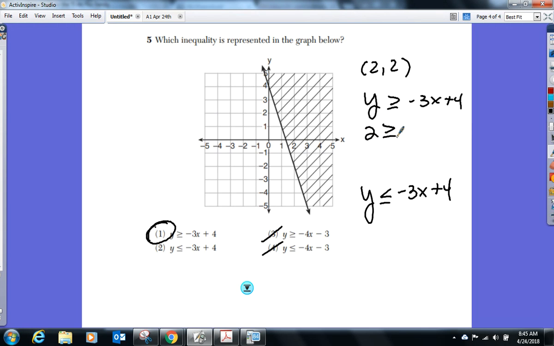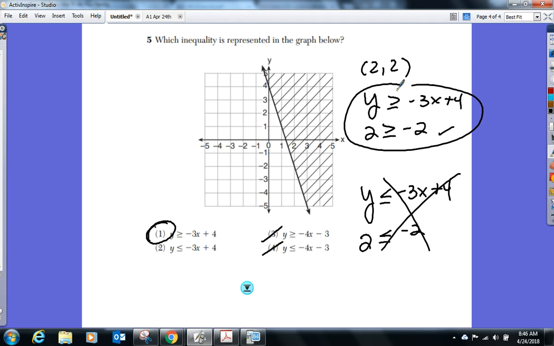Is 2 greater than or equal to, plug in 2 here, what do you end up with? Negative 6 plus 4. Is that a true statement? Yes. Watch what happens down here. 2 less than or equal to negative 2. Is that a true statement? No. So that's why it's got to be this one, because there was a point in the shaded region that worked. Okay, that's probably a little bit better.